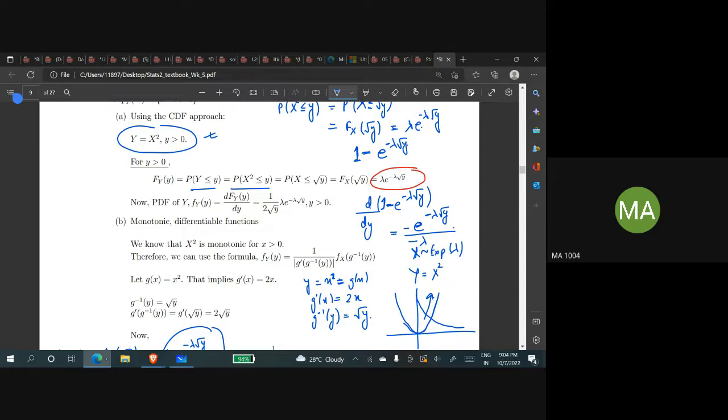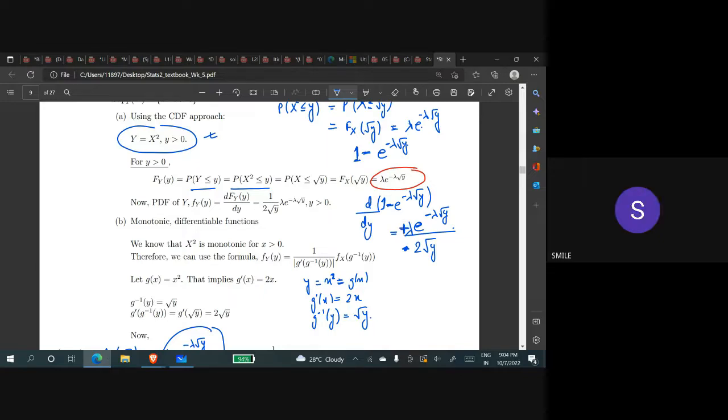So wait, I will just clear some space. Okay, so what is the derivative? It is minus e to the power minus lambda root y, into lambda by 2 root y. Yes, again you'll have one more minus there. Yes, one more minus is there, right? So it will become plus.